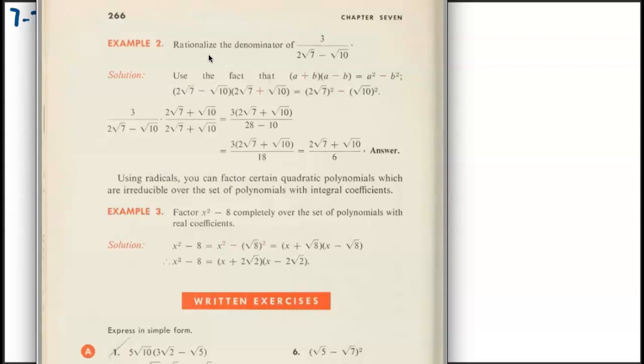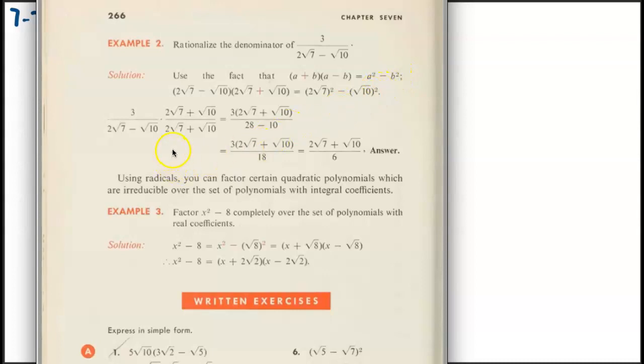Well, notice the solution. Use the fact that the quantity a plus b times the quantity a minus b equals a squared minus b squared. Okay, well, how is that helpful? Well, if it equals a squared minus b squared, and we're talking about square roots down here, I can remove the radicals, right? Notice what they did. They took the given denominator and they repeated it, but they changed that sign, right? Why did they change the sign? So that they would get a result that's in the form of a squared minus b squared. Okay?